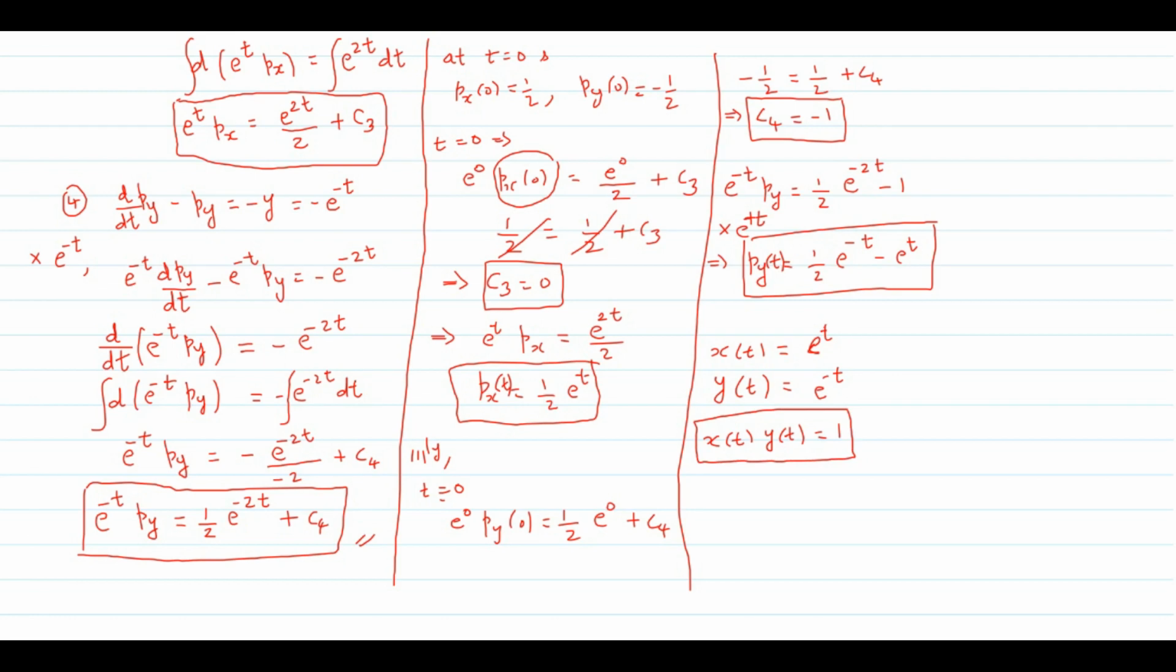Not only this, if you add this x of t and y of t, you can see that it is e power t plus e power minus t. This is simply equal to 2 times cos hyperbolic function. In the same manner, x of t minus y of t, if you take, e power t minus e power minus t, this is 2 times sine hyperbolic function.